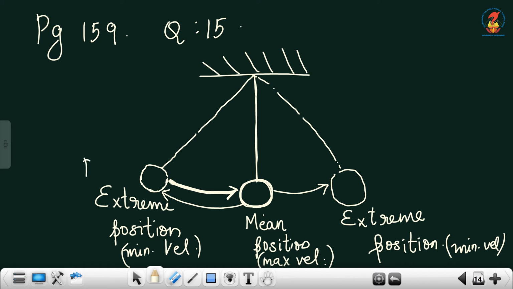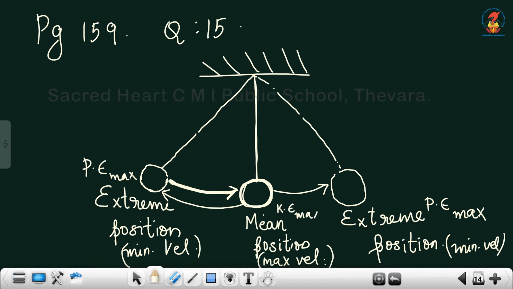That means at extreme position, potential energy is maximum. At both extreme positions, potential energy is maximum. And at mean position, since the velocity is maximum, the mean position has maximum kinetic energy. This is the case of a simple pendulum. Just similar to a free fall case.